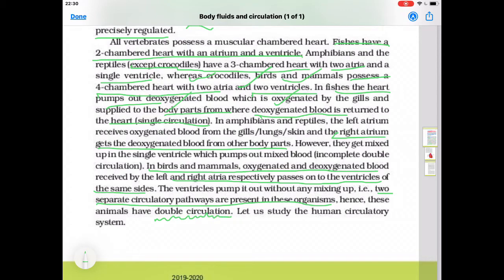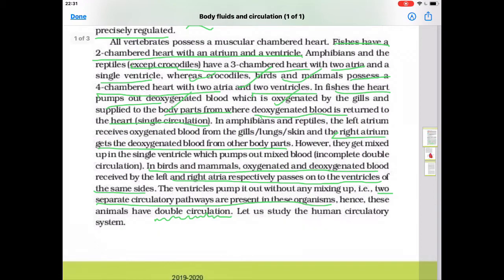The right atrium receives deoxygenated blood, then it goes into the right ventricle, and then deoxygenated blood goes through the pulmonary artery to the lungs. After getting oxygen, it comes through the pulmonary vein to the left atrium. From the left atrium, the oxygenated blood goes to the left ventricle. In this way, double circulation is present. On one side deoxygenated blood, and towards the left side oxygenated blood is present in humans.